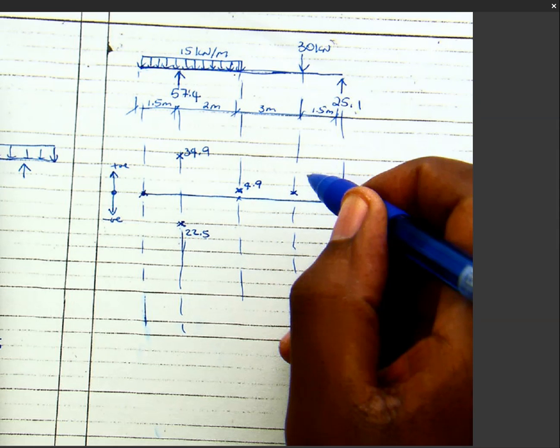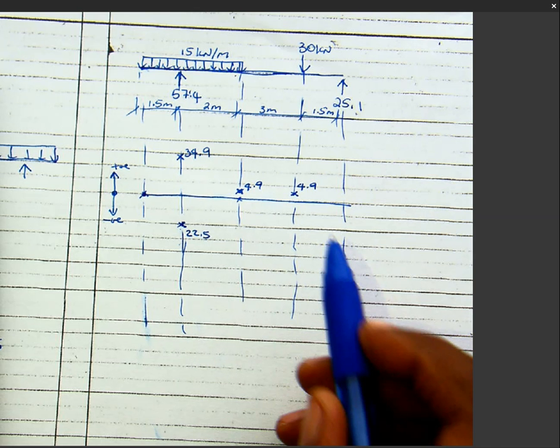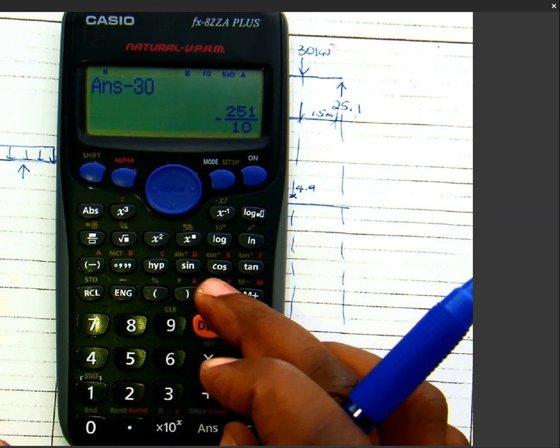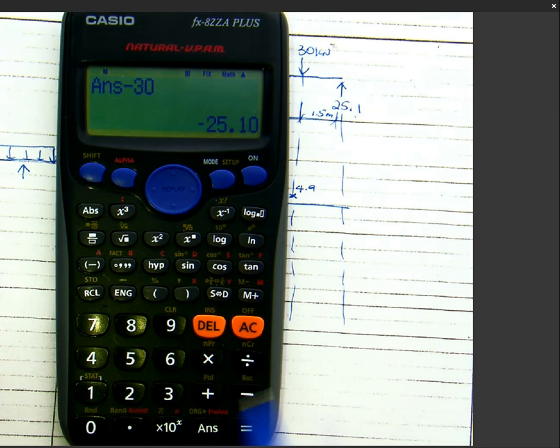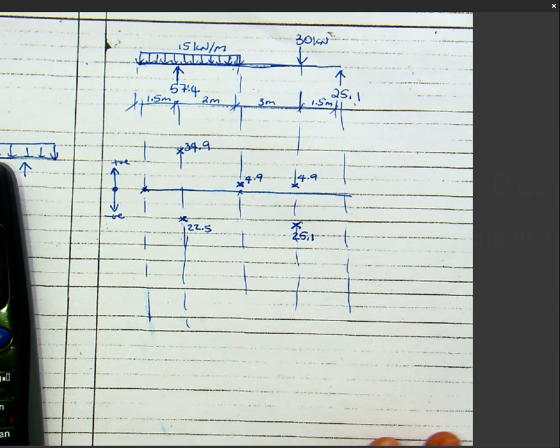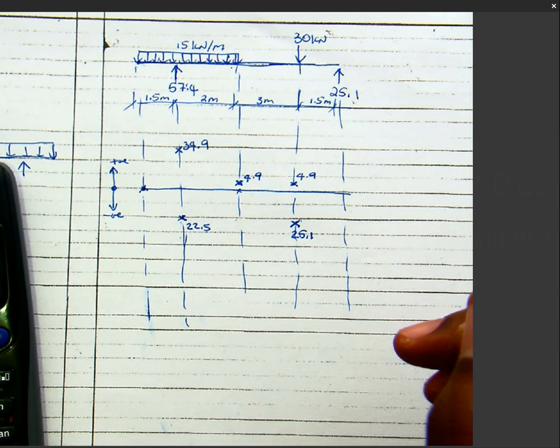Still 4.9. Then I get to this point now. Then I've got negative 30. So I still have my calculator. The 4.9 subtract 30. I've got negative 25.1. Negative 25. Okay, thank you. So there you go. I still have that. Then what is happening between this point and that point? Nothing. Therefore I must maintain that.